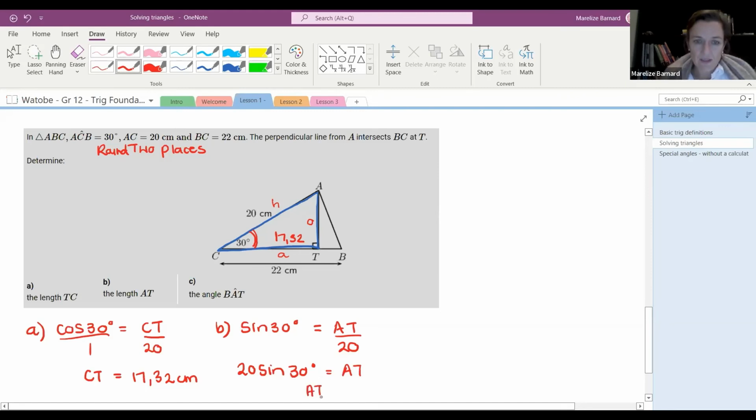Yes, I also get 10. 10 centimeters. Well done. Awesome. And as a matter of fact, Ms. Marlies, I think we should have known that we were going to get 10 because if we know our special angles, we should have known that sine of 30 degrees was going to give us a half. So yes. Some of you might have picked up on that before you even had to pick up your calculator. Because the special angles is actually the next thing we're going to do.